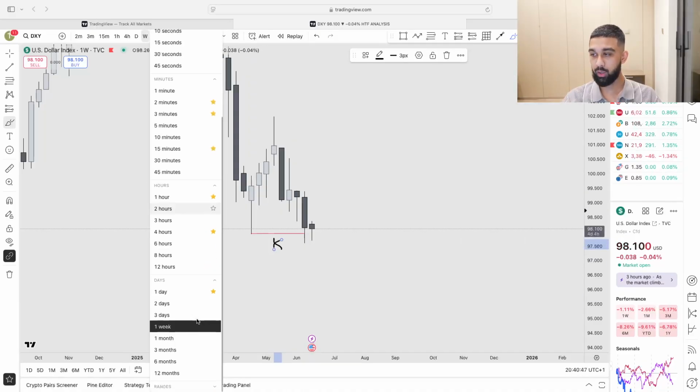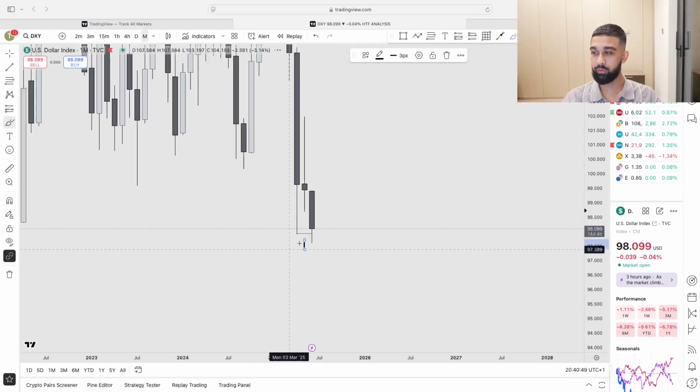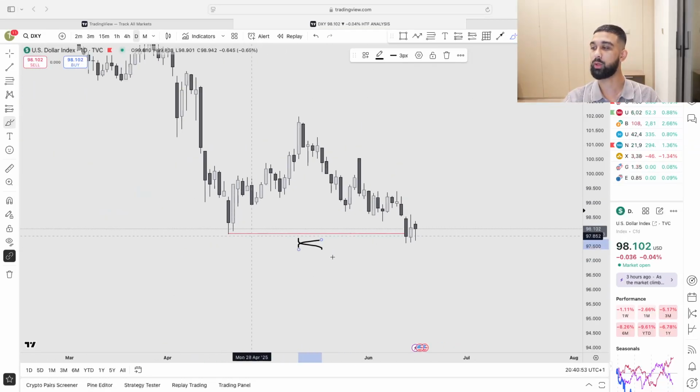This is both a weekly low and a monthly low. So if you go on the weekly, obviously you can see it's weekly lows, and if you go on the monthly, you can see it's monthly low as well. And obviously daily lows as well. So it's just the exact same thing. We've swept a major area of liquidity on all of these higher time frame charts.